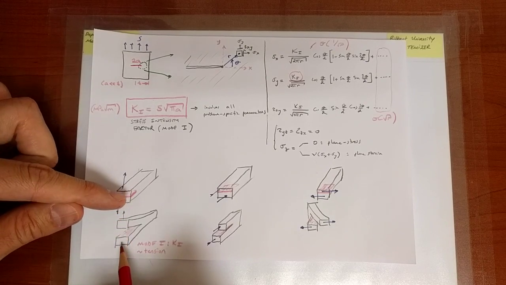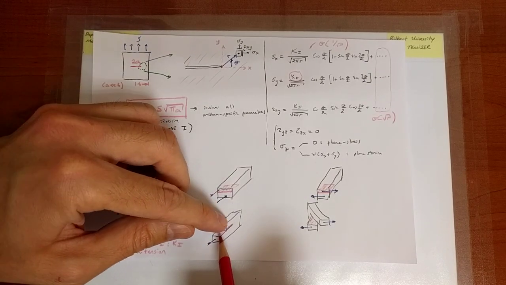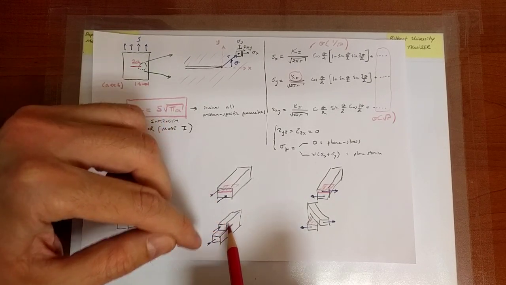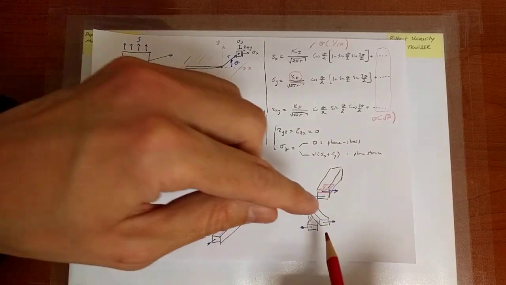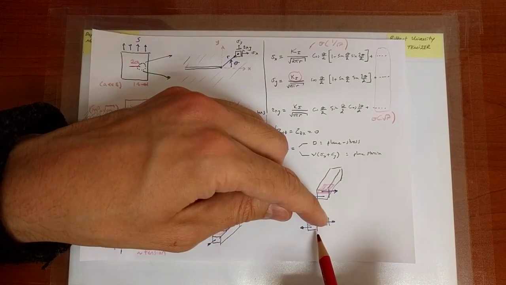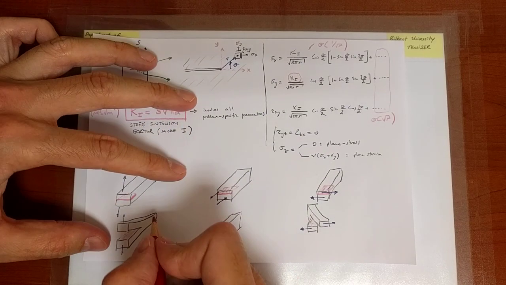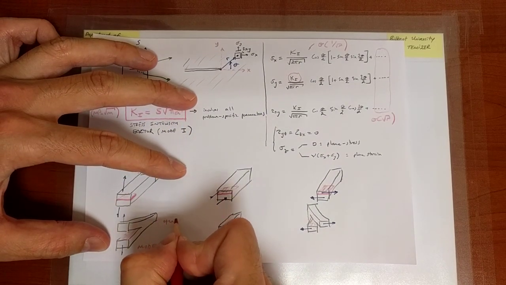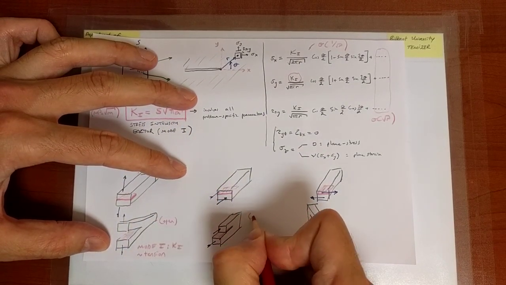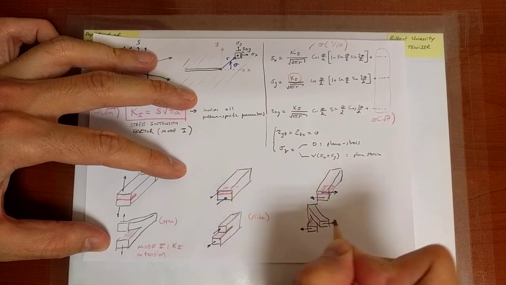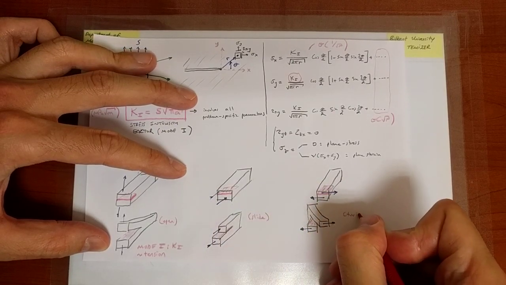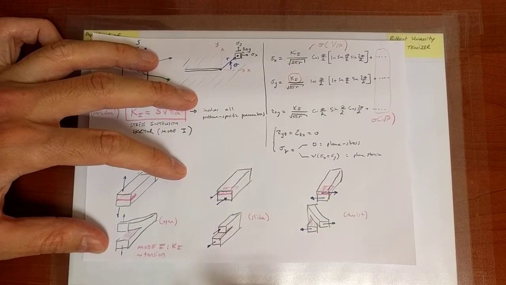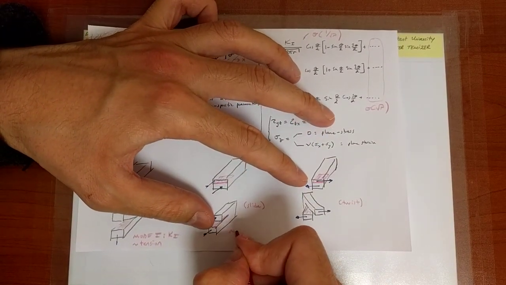One, where the surfaces part from each other. Another one, where the surfaces slide with respect to one another. And one, where the surfaces twist with respect to one another. So this is an opening, this is sliding, and this is twisting. Okay? Now, this mode is called mode 2.